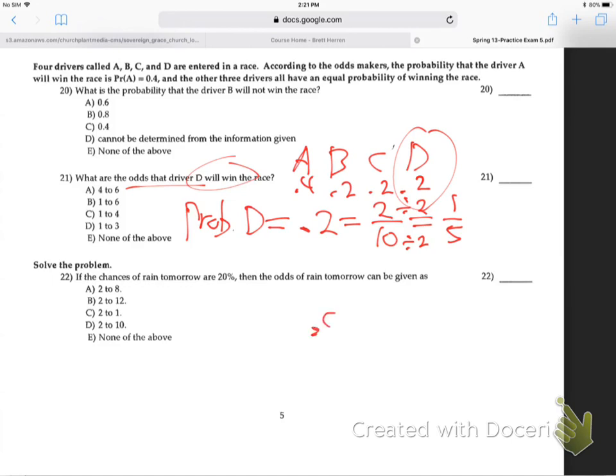Hey, what if it was 0.02? What would that be as a fraction? 0.02.